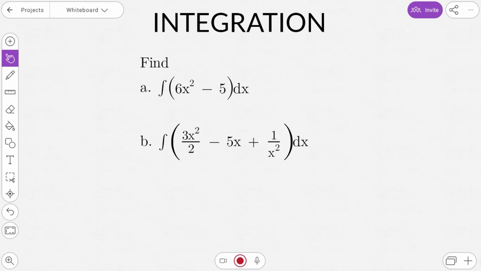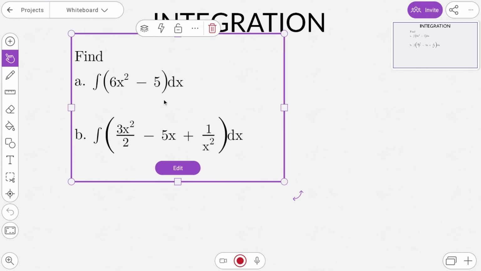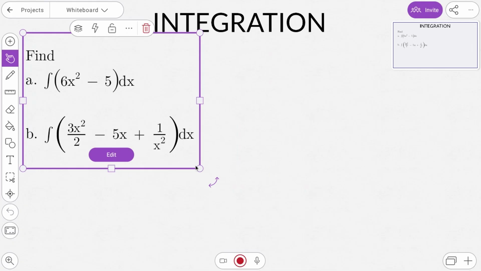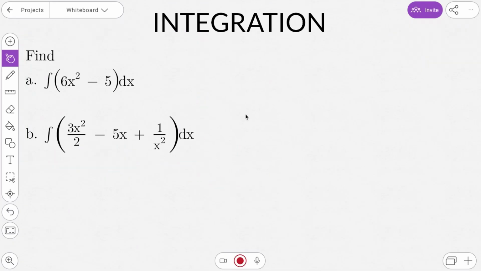Hey there, so today we are dealing with integration and I have these two questions for you. A is the integral of 6x squared minus 5 dx, while B is the integral of 3x squared over 2 minus 5x plus 1 over x squared dx. So I'll move them to this side so we can start solving them one after the other.